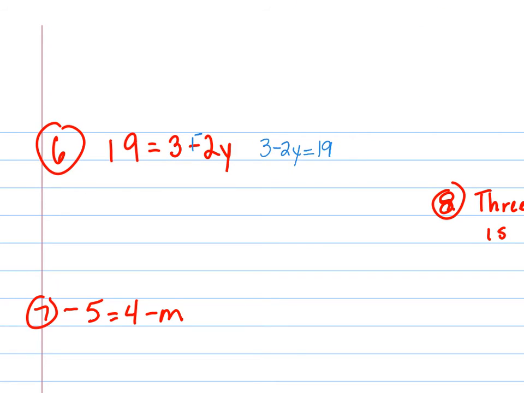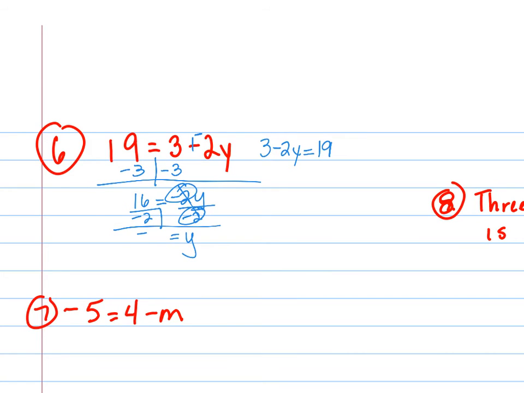If it's 3 plus negative 2y, you put your wall up. What are we trying to get rid of right now? 3. We're going to subtract 3 on both sides. So it's basically up to you as to what you want to do. 19 minus 3 is 16, equals negative 2 times y. How do I get y by itself? Divide both sides by negative 2. Because negative 2 divided by negative 2 is y, and you get negative 8, right?